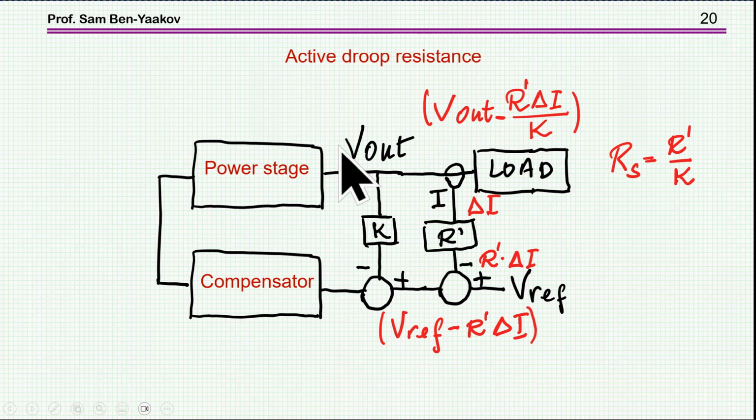Usually the reference is 1 volt, and here I like to have 5 volts, so K will be 1/5. And then we have another gain to get a voltage, and this voltage now is subtracted from the reference. So as the current goes up, we are making the effective reference smaller and smaller. If I have a delta I here, the voltage change will be R prime times delta I. The reference is now V reference minus R prime delta I. And as it comes to the output, because of the K, it will be 1 over K times larger. So you can say that R prime over K is the effective droop resistance, the R prime divided by K, the voltage divider between the output and the reference.